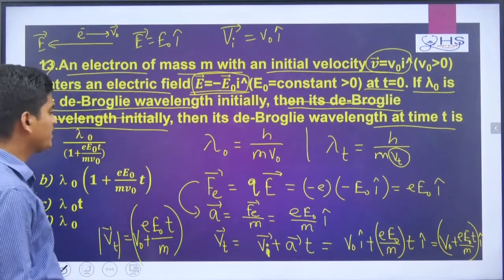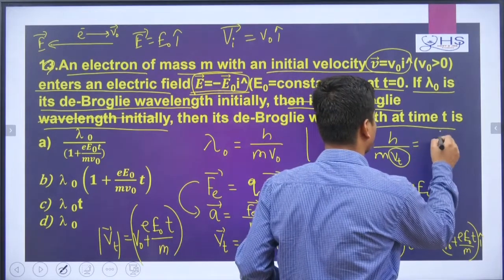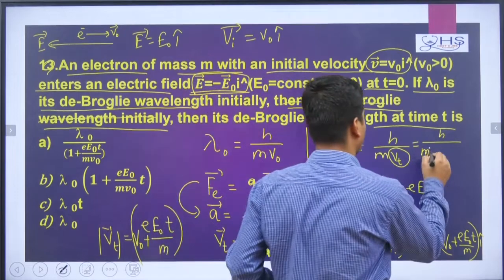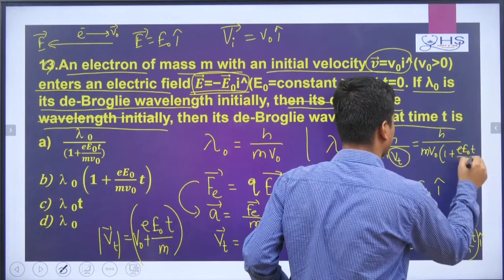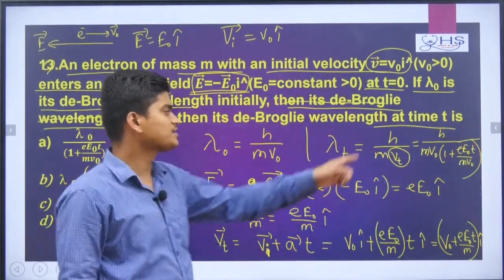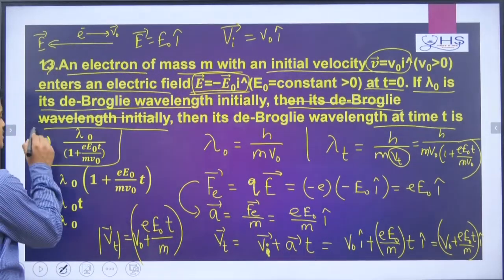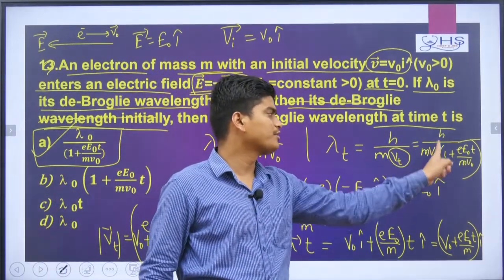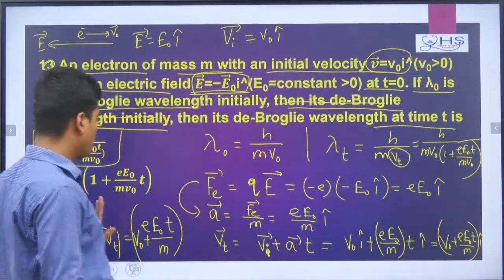Now here if you want to calculate the wavelength, then this Vt we need to substitute here. So if we substitute here, definitely it will come h by m, and here I can take V naught common, so it will become m v naught times 1 plus E naught t by m v naught, like this one expression we will get. Now here h by m v naught is nothing but lambda naught. If you check this expression, exactly option A will match with this. So total value h by m v naught is lambda naught, so lambda naught by 1 plus E naught t by m v naught. So this is the thing you have to do here.